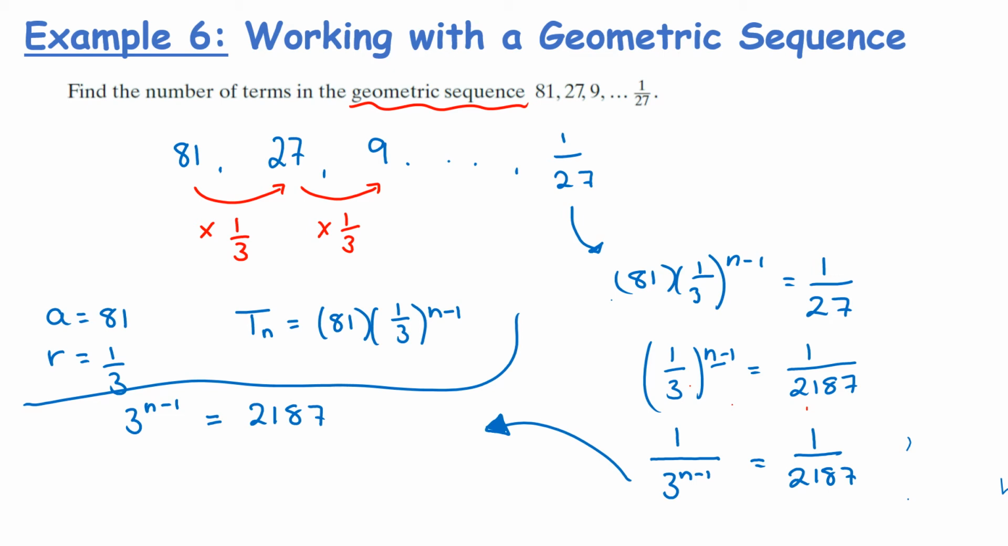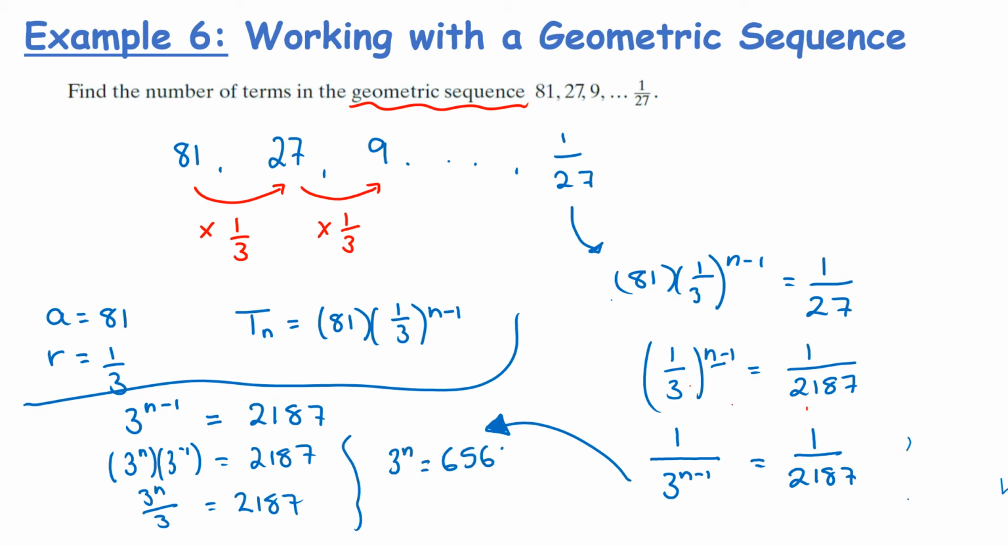I'm going to use my indices once more. And I'm going to separate this into 3 to the power of n and 3 to the power of minus 1. It's good to work with our rules of indices here. And that is 3 to the power of n divided by 3 equals 2187. So we're going to multiply both sides by 3. Okay. And when I multiply both sides by 3, I get 3 to the power of n equals 6561.